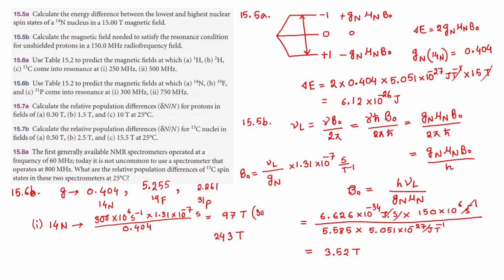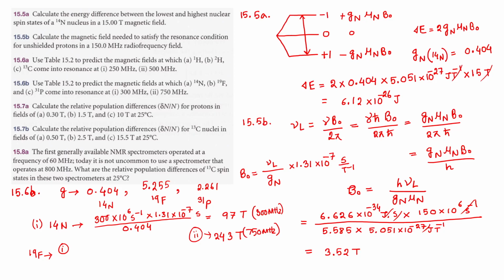So this is for 300 megahertz, and this is for 750 megahertz. What about 19F? For 19F, we will just change the G value there.